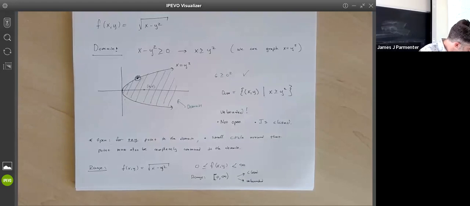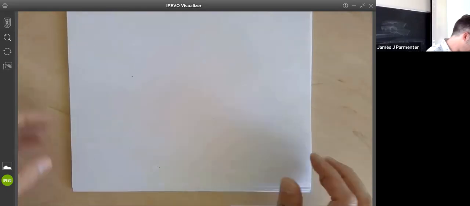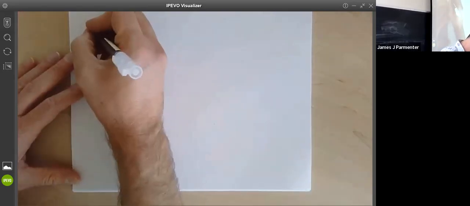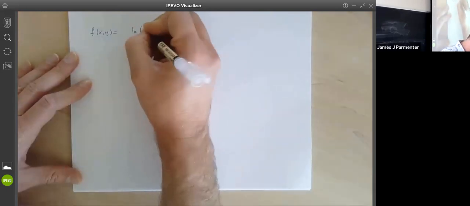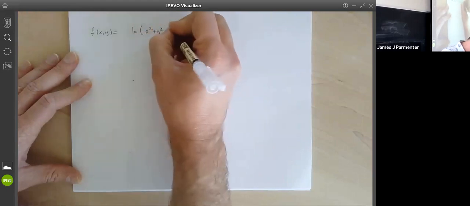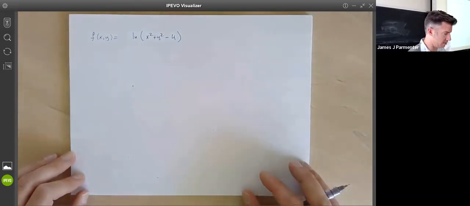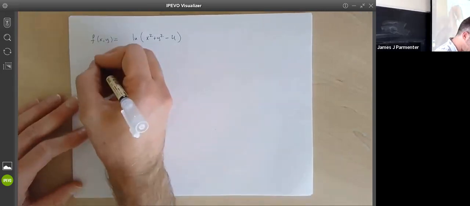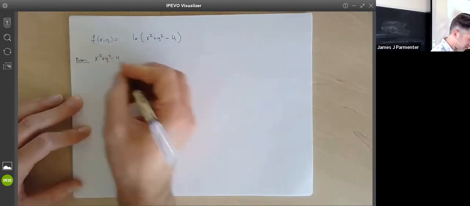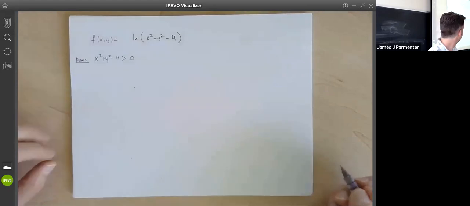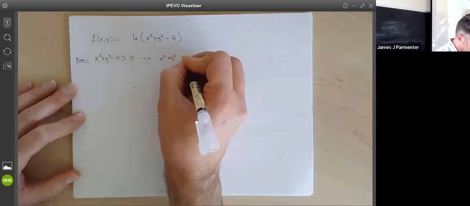Let's look at one more. We'll do one more. Let's say we have f of x, y equal to the natural log of x squared plus y squared minus 4. In this case, we need x squared plus y squared minus 4 to be greater than 0, which is going to lead to x squared plus y squared greater than 4.